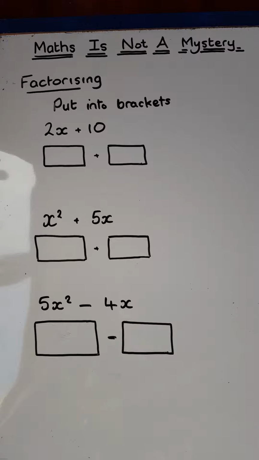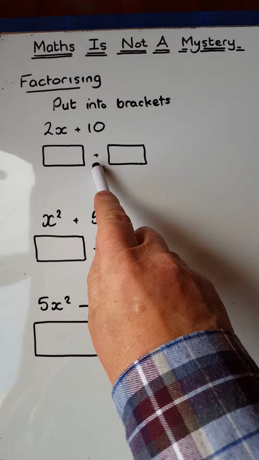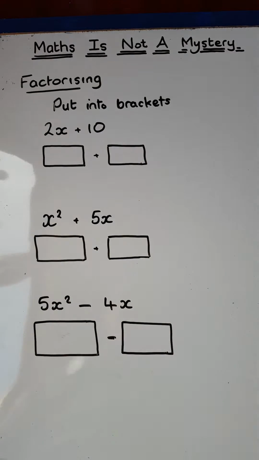A little bit of thought required at each level on factorising. You're finding factors. Remember, factors are things that divide into other things. So my first question here, 2x plus 10. We've got to make that into something that can have brackets in it. And to start with, I've begun by drawing two boxes, and between the two boxes, I've put a plus sign because that's what's in the question.